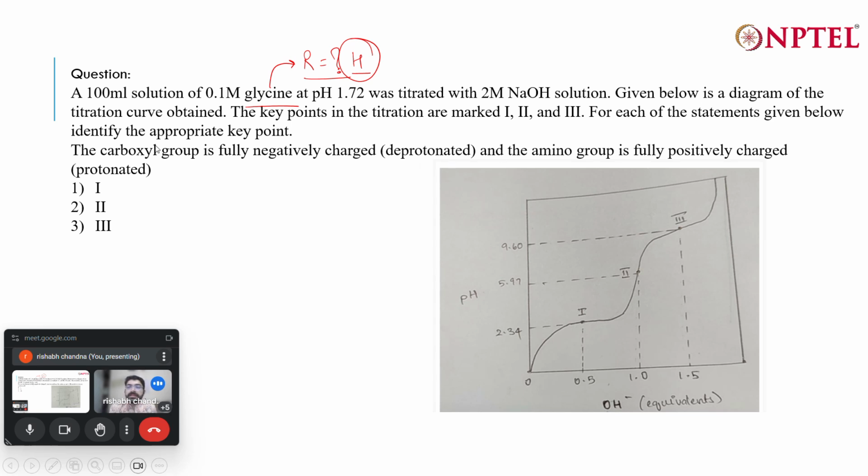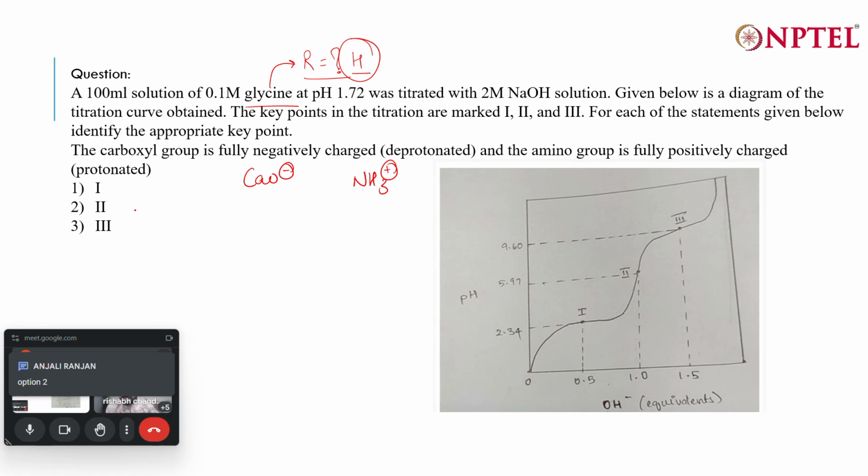Given below is a diagram of the titration curve obtained. The key points in the titration are marked as 1, 2, and 3. This is point 1, 2, and this is 3. For each of the statements given below, identify the appropriate key point. This is a series of questions related to the same information. The carboxylic group is fully negatively charged, that means it's deprotonated, and the amino group is fully positively charged, that is protonated. At which point, 1, 2, or 3? This is the state of the carboxylic group, and this is the state of the amino group. At which point are both of these present?